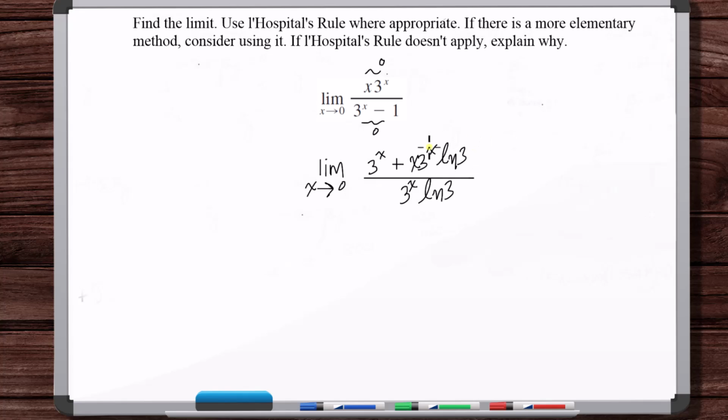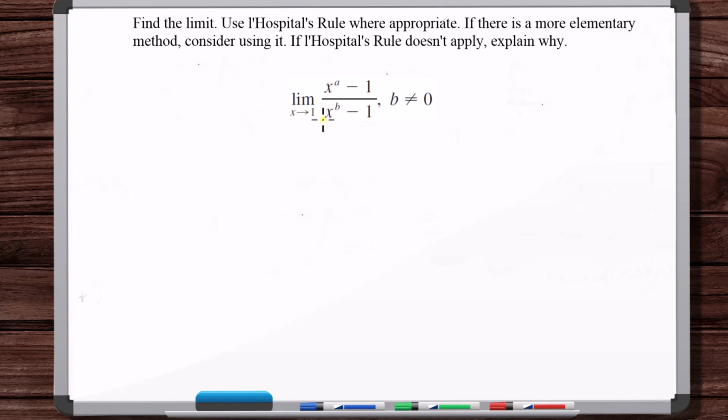Okay, now do a direct plug-in. 3 to the 0 is 1, and then 0 times this, since x is 0, is 0. So this entire numerator is going to go to 1. What about down here? 3 to the 0 is 1, so this is going to go to the natural log of 3. So this limit is going to 1 divided by the natural log of 3.